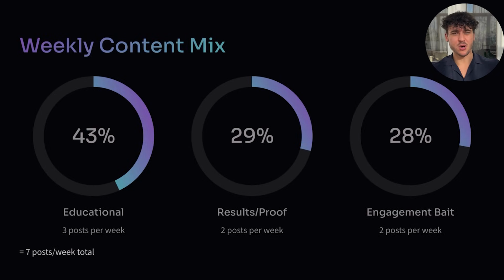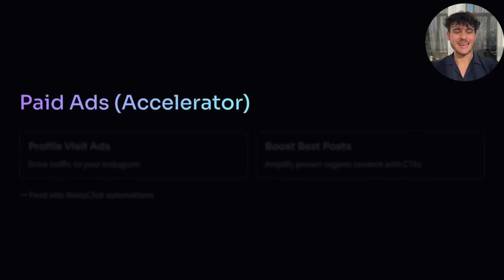This equals 7 posts a week in total, meaning 1 a day. And this is really the baseline that you should be aiming for on Instagram, which is 1 post every single day. Now, on top of content, we're going to want to look into paid ads, which is really an accelerator. It's like pouring fuel on an already slightly burning fire, which just makes it explode.